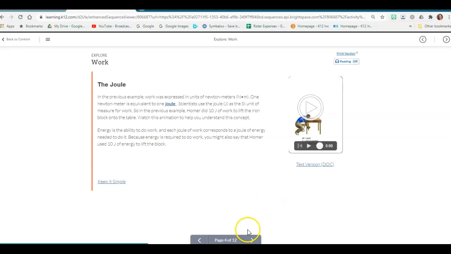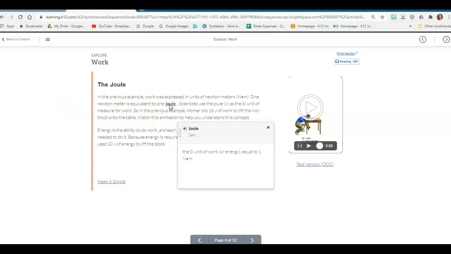All right, so going on, the joule. This is another unit of measurement. So in the previous example, work was expressed in the units of Newton meters, which is a Newton times a meter. 1 Newton meter is equivalent to 1 joule. So the SI unit of work or energy. So you definitely want to have this in your notes.